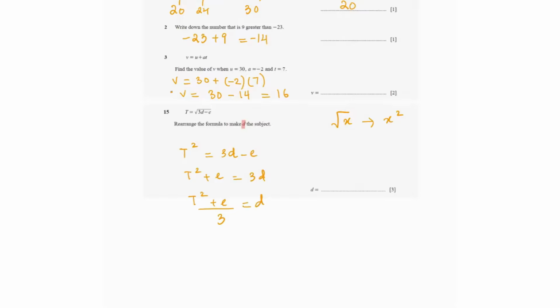And you have to make sure that you find the value of the variable that they're talking about, not leave it at 3d. If you leave it at 3d, they will not give you full marks. You have to give the value of d. So you have to make sure that d is alone on one side. It doesn't have anything with it. Similarly, if it's cube root, opposite is x cubed. So you need to be aware of this distinction.